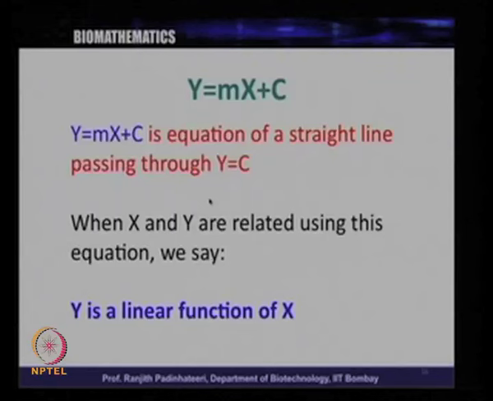The term linear itself means it is like going along a line. So, when somebody says y is a linear function of x, what they mean is that the relation between y and x, if you plot a graph, will look like a straight line. A linear function only means that the relation is a straight line. When two quantities are linearly related, when you plot a graph, you will get a straight line.